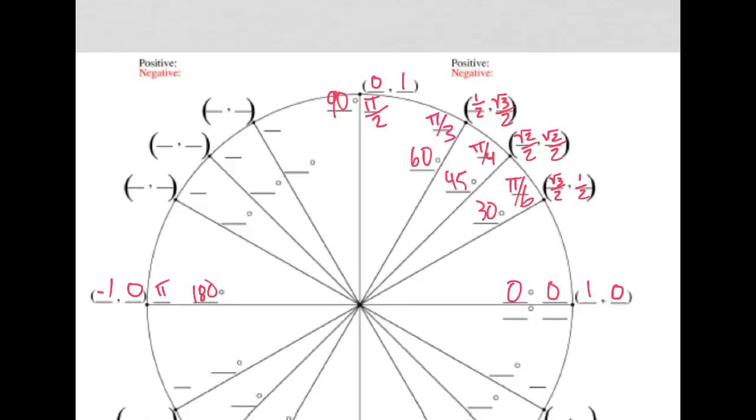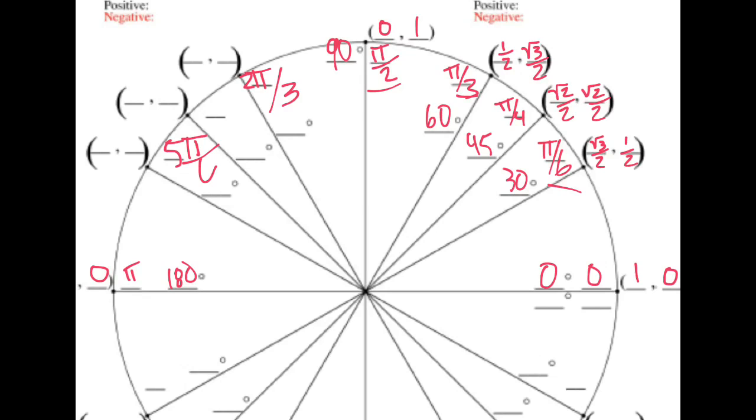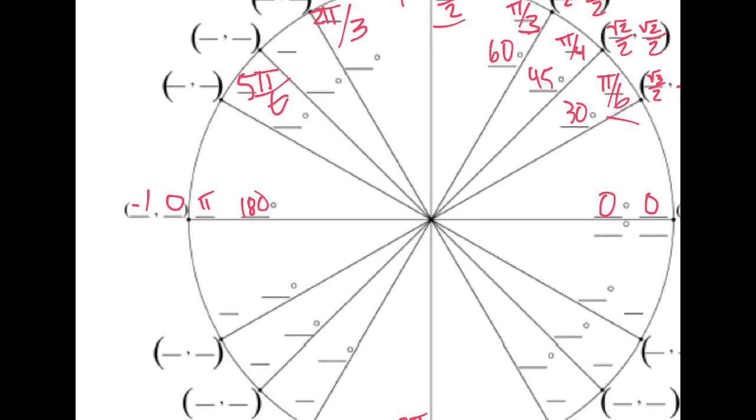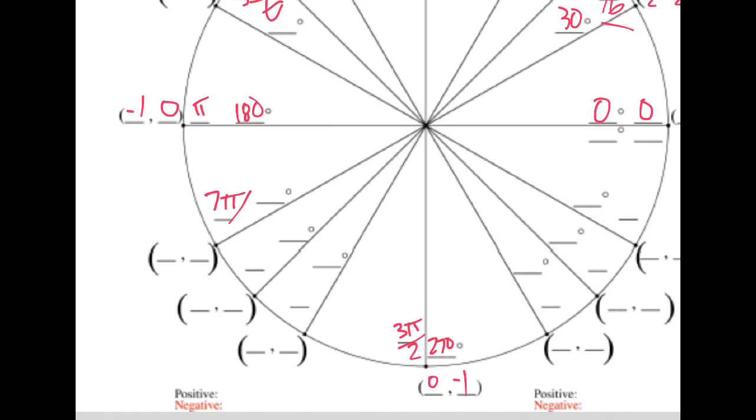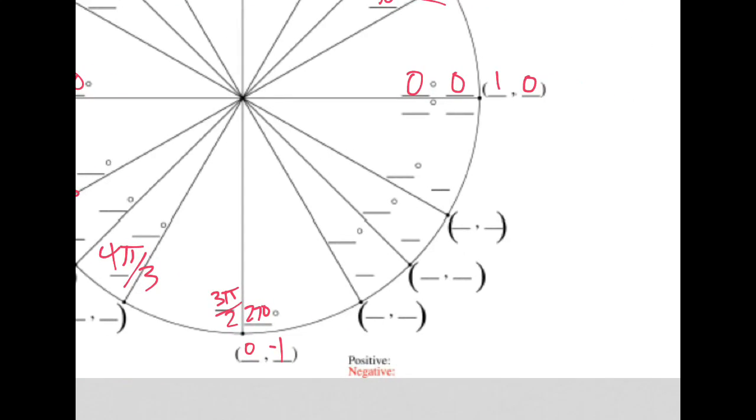The radian values are really easy to figure out because I get pi over 6, 2 pi over 6, 3 pi over 6, 4 pi over 6, which is the same as 2 pi over 3, 5 pi over 6, right there, and then 6 pi over 6, which is pi, and then 7 pi over 6, and 8 pi over 6, which is the same. 8 pi over 6, reduce that by 2, you get 4 pi over 3. And keep going through 4 pi over 3, and then we get 5 pi over 3.